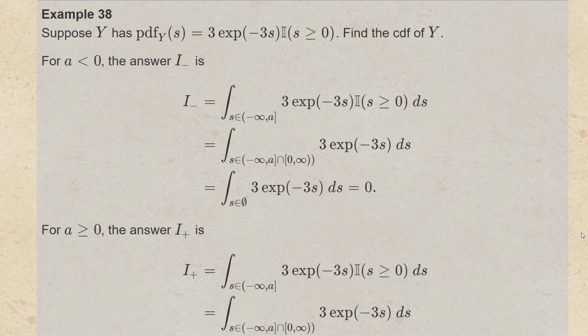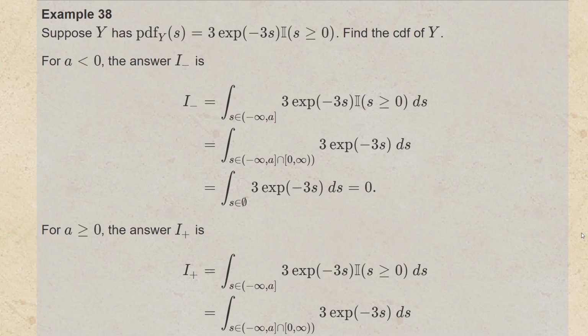So that integral is going to be 0. And this is just another way of saying that what the indicator does is it restricts the random variable to be in a certain value. So if I have the indicator s greater than or equal to 0 in the PDF of y, that means that y as a random variable has to be greater than or equal to 0.